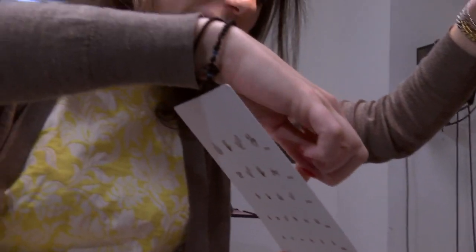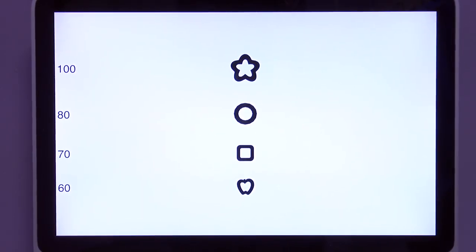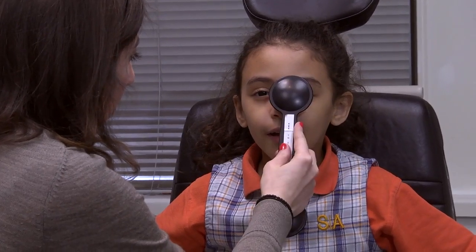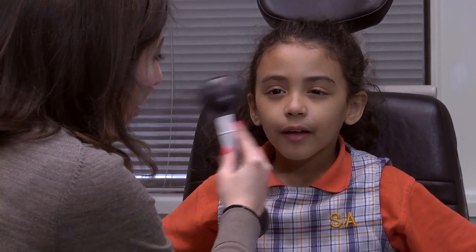We typically check the eyes one at a time and then both eyes together. We like to check at distance and at near. And for the children who are younger and don't know their alphabet, we have different types of acuity systems that use pictures.